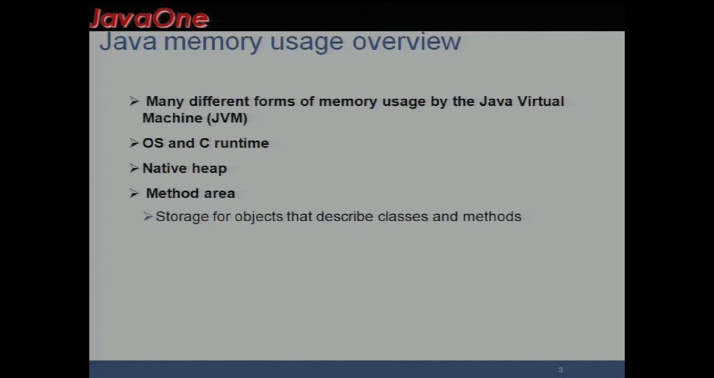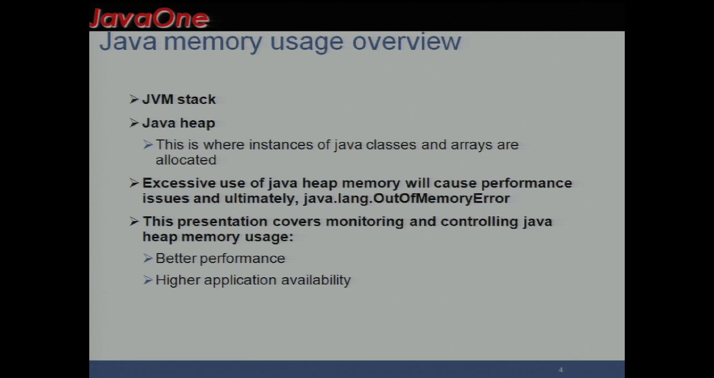All right, so there's many different forms of memory usage that the JVM has. The first is your OS and your C runtime. Now, obviously, your C runtime is only if you've got a JVM written in C, but most are, so typically there is a C runtime. Then you have your native heap. The native heap is for things like direct byte buffers and JNI calls. There's your method area, this is where your class objects are stored. There's your JVM stack. And then there's your heap.